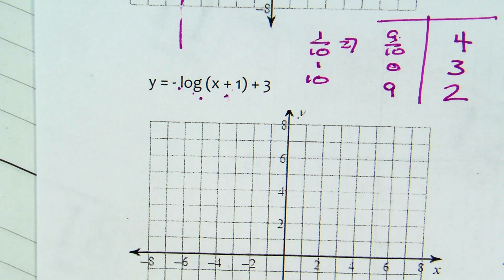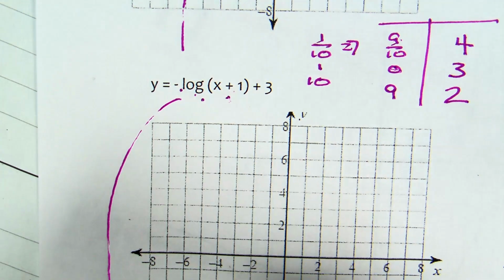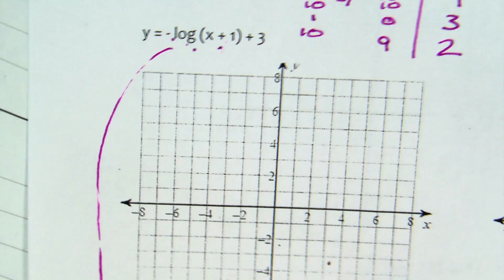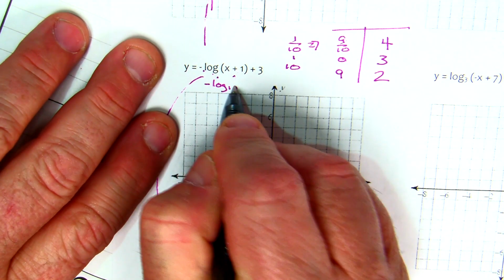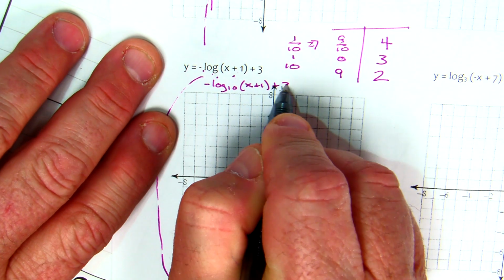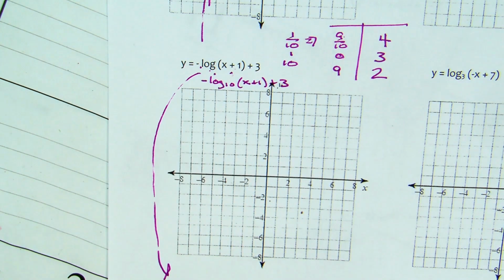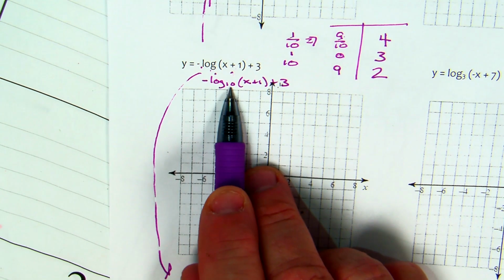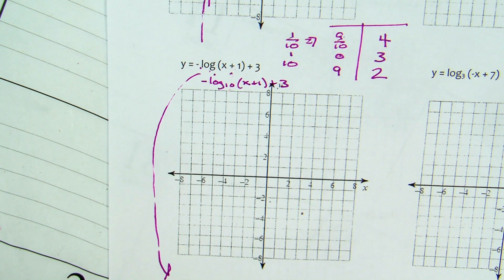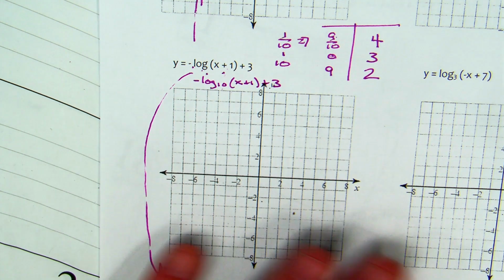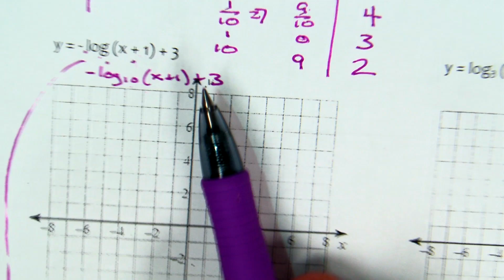Yes, ma'am. I know the log rules and stuff, but how do you know that log of 10 is going to equal 1? So when it has no base, it's the common logarithm. It's got a base of 10. So this is the same as negative log base 10 of x plus 1, plus 3. So when I plug in the 10, the log base 10 of 10 is 1. The only difference between this and that is the base is 10. See how the one next to it has a base of 3? This one just has a base of 10.